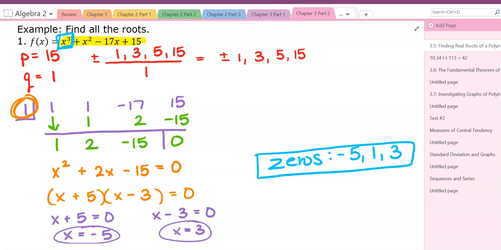I would suggest, you know, if a positive one doesn't work, but maybe it was just a sign issue, maybe try the negative side. But it really is just kind of a guessing and checking process. There's really nothing that I can say that's going to all of a sudden make it a lot easier as far as deciding what number to test first. Okay, so let's do another one here together.